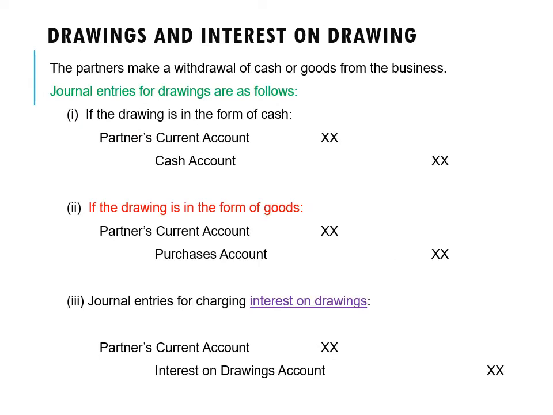If the partner made drawings in the form of cash, the journal entry is you debit the partner's current account and you credit the cash account. If the drawing is in the form of goods, then you debit the partner's current account and you credit the purchases account. The journal entry for charging interest on drawings is you debit the partner's current account and you credit the interest on drawings account. Why is the interest on drawings account credited? Because the interest on drawings is an income to the partnership. If it's an income, credits represent increases.